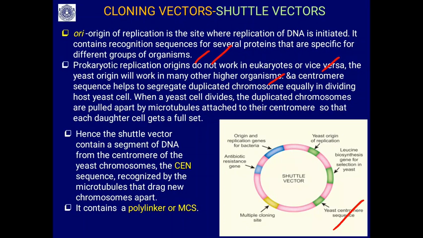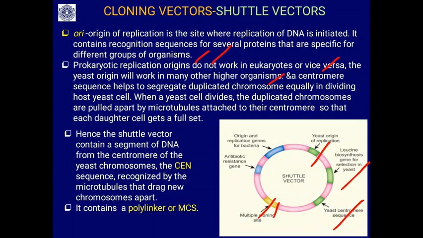It also contains a linker or multiple cloning site. You know what exactly a multiple cloning site is. You can see there are so many restriction enzyme recognition sites, so we can insert our gene of interest in this region. Then this is the yeast origin of replication, also called ARS. Then there is the leucine biosynthesis gene. This is a selectable marker for yeast.